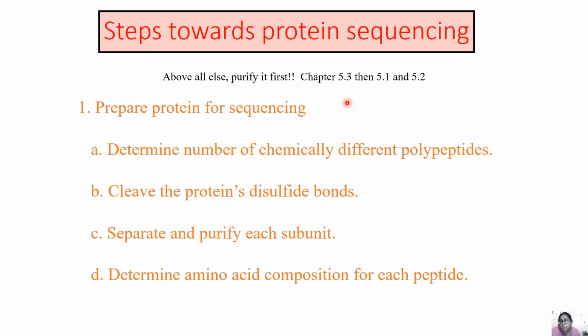So these are the steps towards protein sequencing. You have to prepare the protein for sequencing, determine the number of chemically different polypeptides, cleave the protein's disulfide bonds, separate and purify each segment or subunit, and determine the amino acid composition for each peptide.